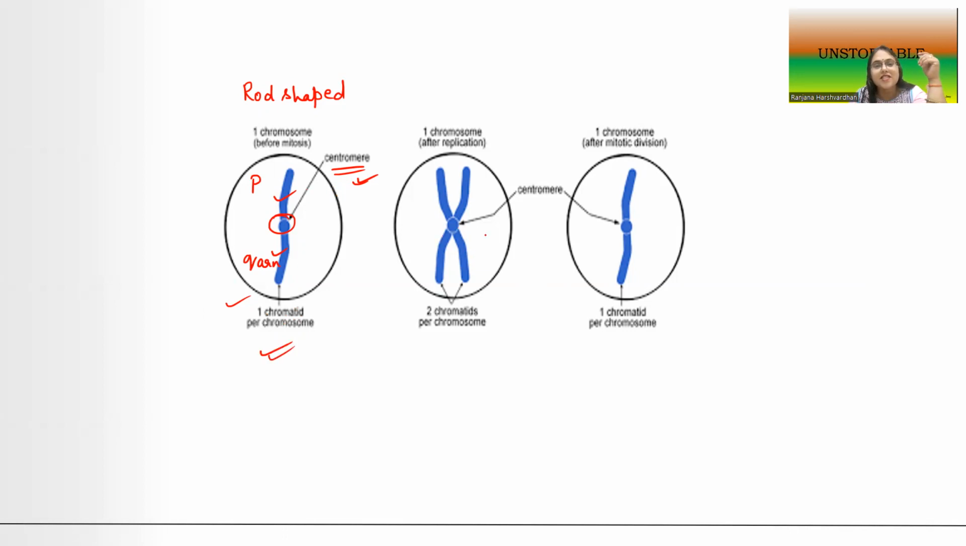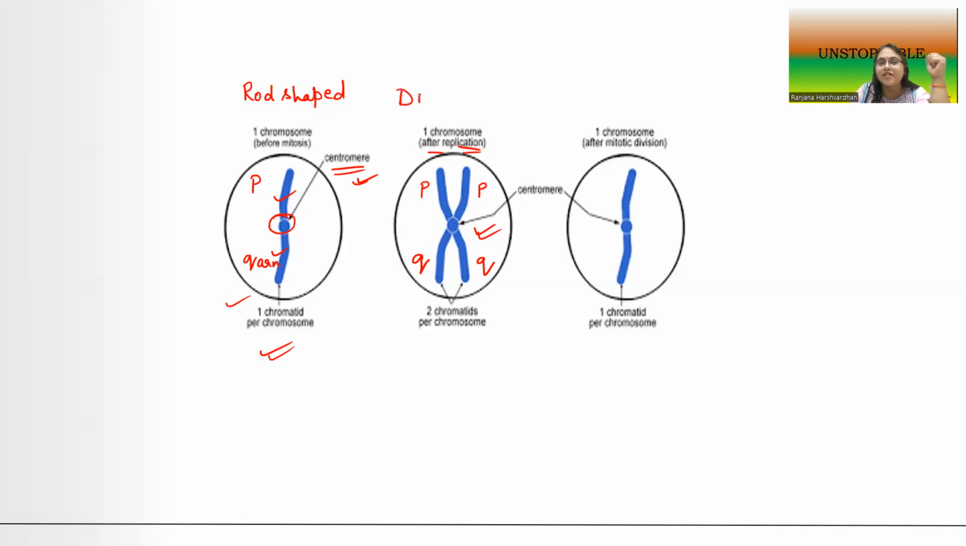Now in the second diagram, you see again one centromere. However, instead of only a P and Q arm, we now have two P arms and two Q arms. So if I say this is P, then this is also P, and this is Q, and this is Q. What has happened is that the DNA content inside has duplicated or replicated. You see the words here: one chromosome after replication.